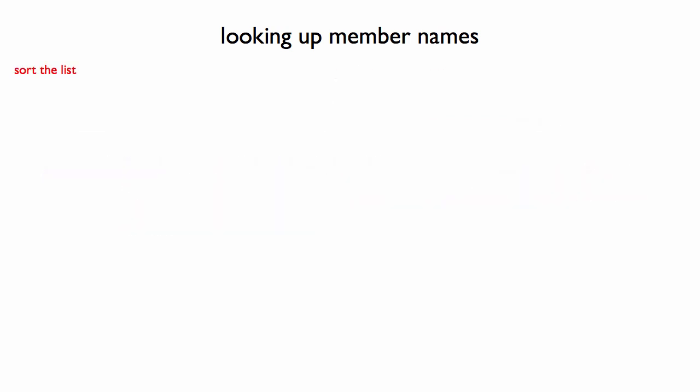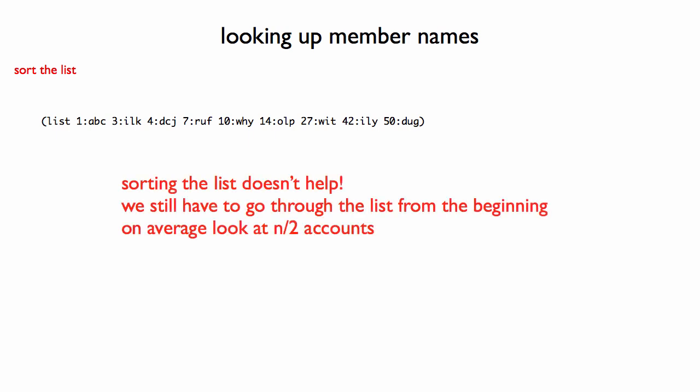Well, one idea would be to sort the list by account number, so that account number 1 comes first, and 3, and 4, and 7, and so it's just in increasing order of account number. That would take some work to get it sorted, but it seems like that might be a good idea. The problem is that doesn't help. It doesn't help at all. Not at all. And here's why.